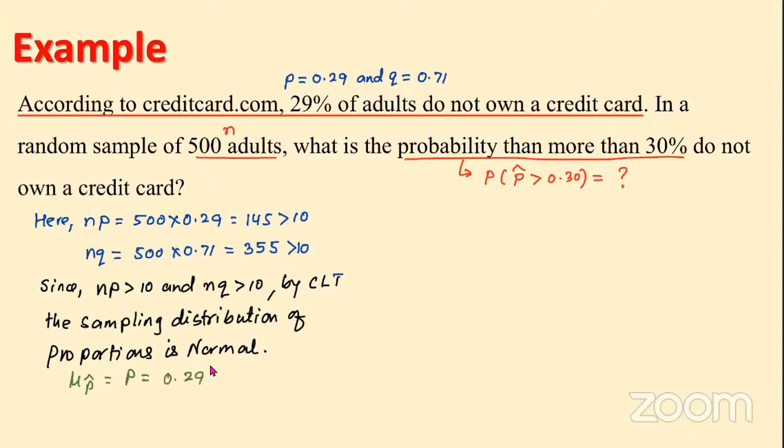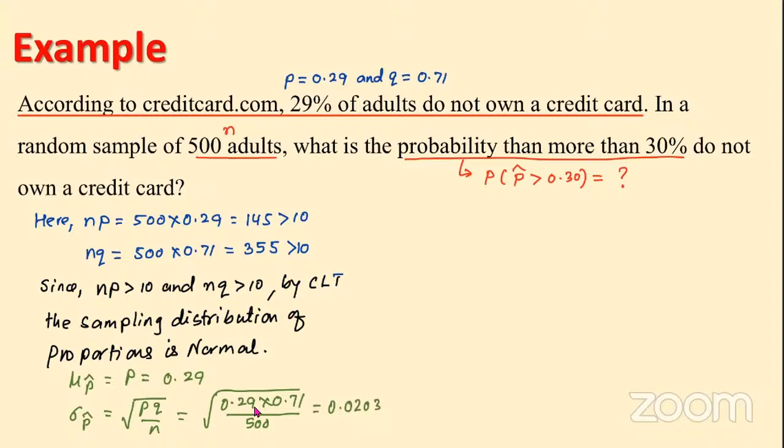And the standard deviation, sigma sub p hat, is equal to the square root of pq over n, which is equal to the square root of 0.29 times 0.71, divided by the sample size of 500. If we do this math, this is equal to 0.0203.